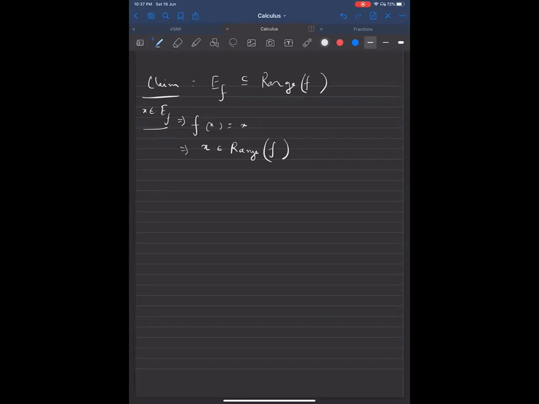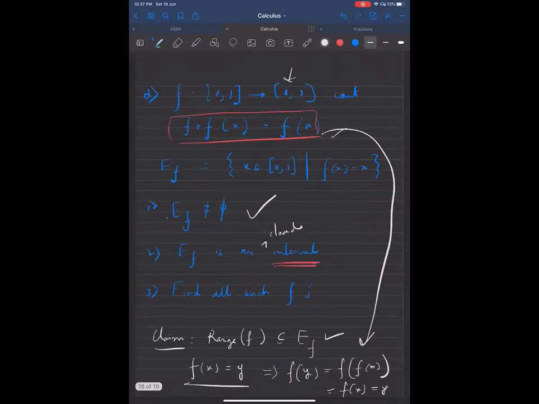Can you shift to the previous page once? Yeah, sure.